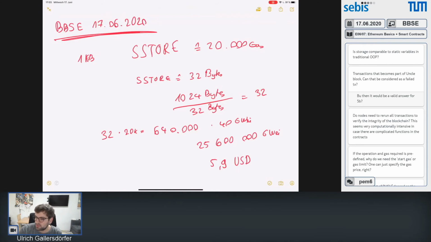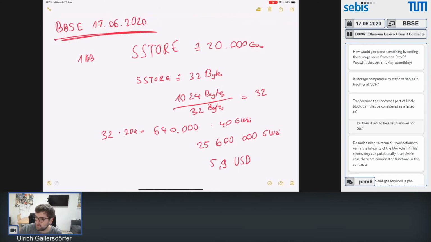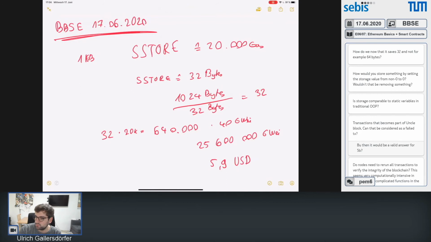How would you store something by setting the storage value from non-zero to 0? Wouldn't that be removing something? Yeah, so you would basically overwrite the existing value within this field with 0. And how do we know that it saves 32 and not, for example, 64 bytes? So that's something I'm telling you. You can look it up on your own.